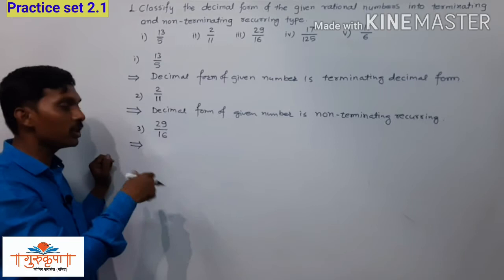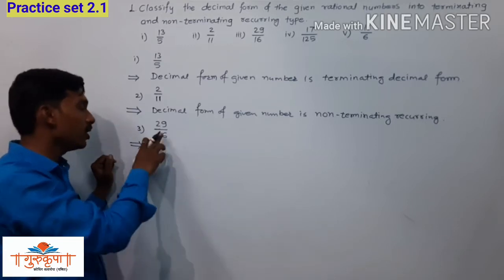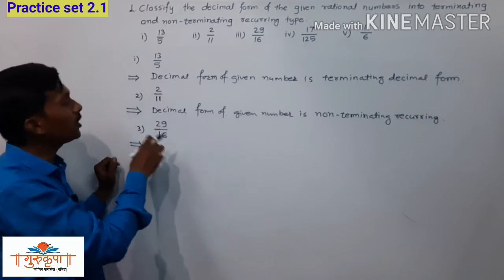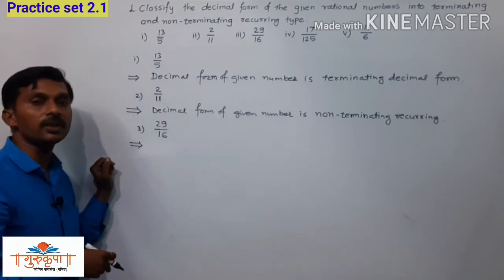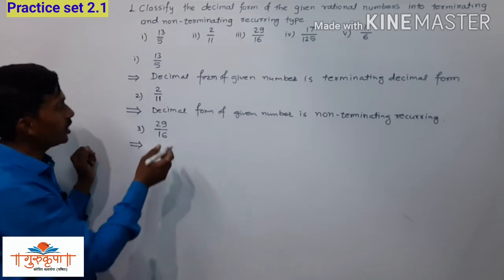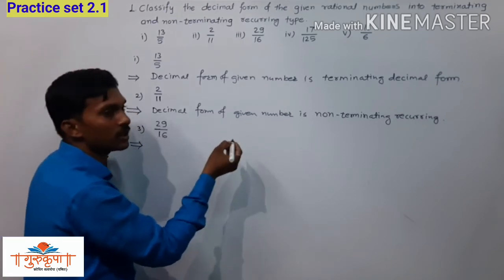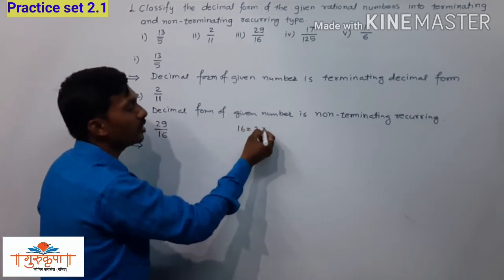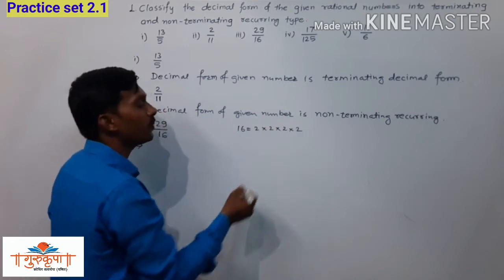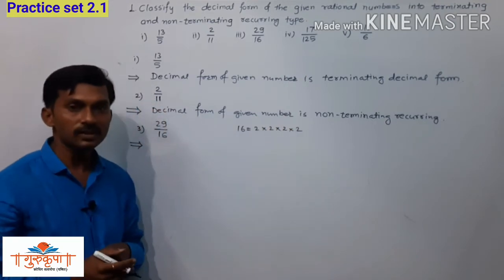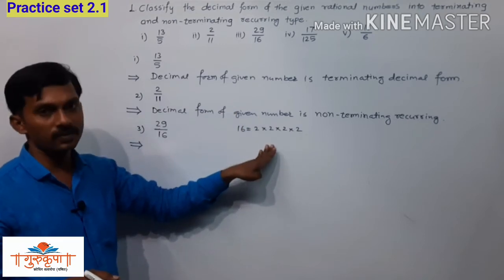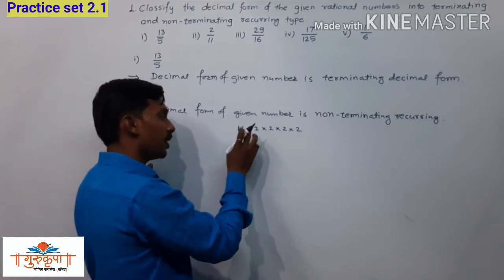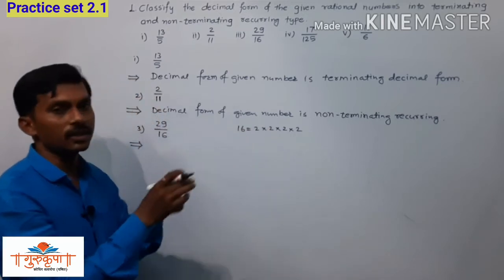And if we have any number other than 2 and 5 in the prime factorization of the denominator, then definitely that number is in non-terminating recurring decimal form. So here we have to find the prime factorization of 16. It is not necessary to write here, but just for your information I am writing it: 2 into 2 into 2 into 2, that is the prime factorization of 16.